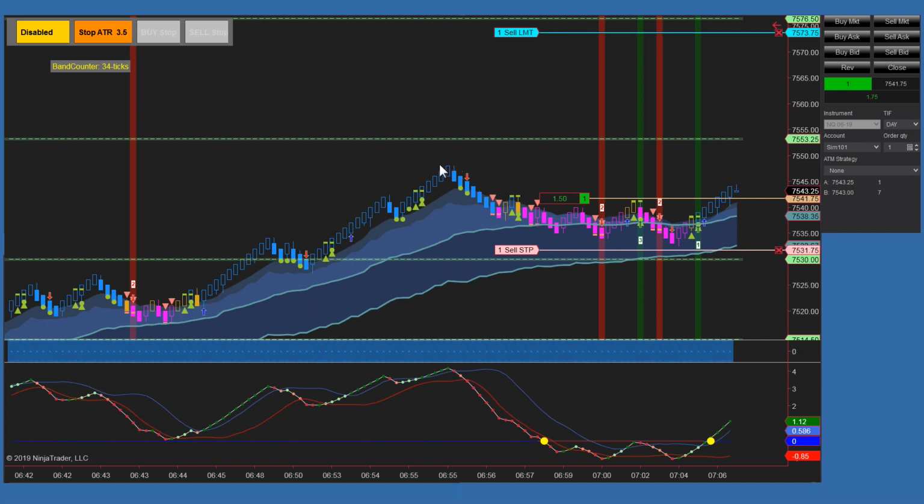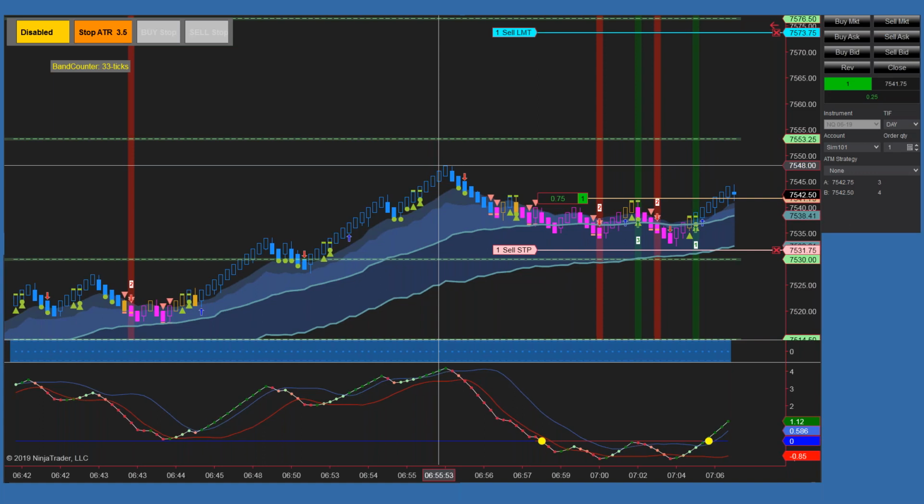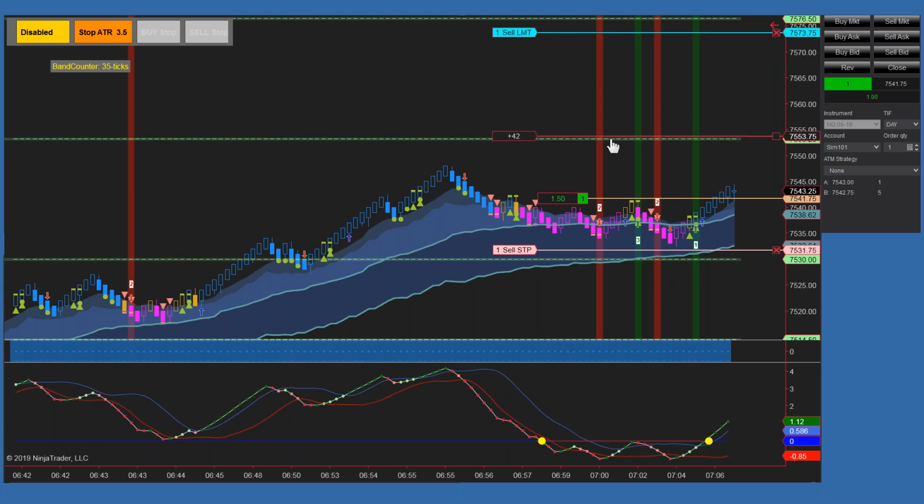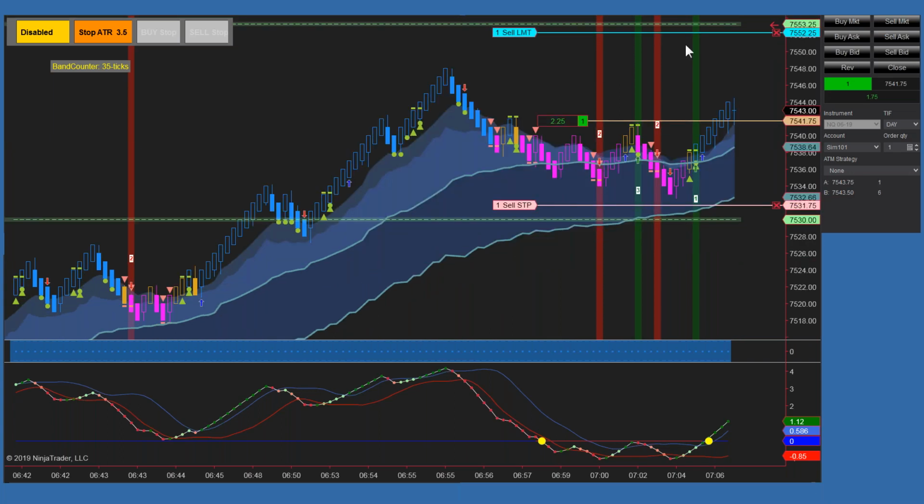So once we breach this high, which is around 75.48, well, actually, you know what? I'm probably looking too high. I'll just go to the next resistance zone. That's probably going to be a little bit easier to manage.